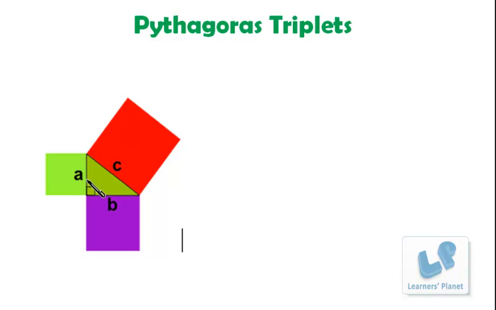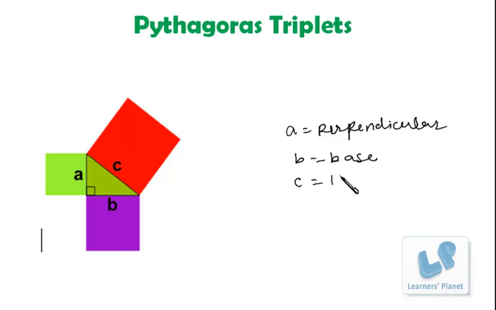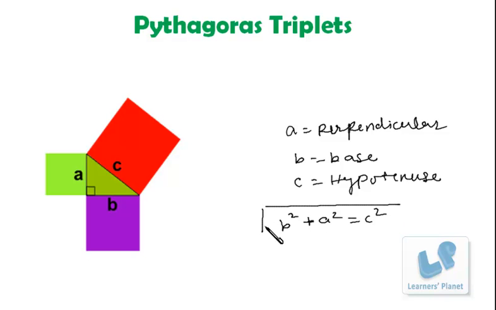The side A is known as perpendicular. The side B is the base, and this is side C, the hypotenuse. There is a relationship among these three: B square plus A square is equal to C square, that is, base square plus perpendicular square is hypotenuse square. This is Pythagoras theorem, and the numbers that fulfill this condition are known as Pythagorean triplets.